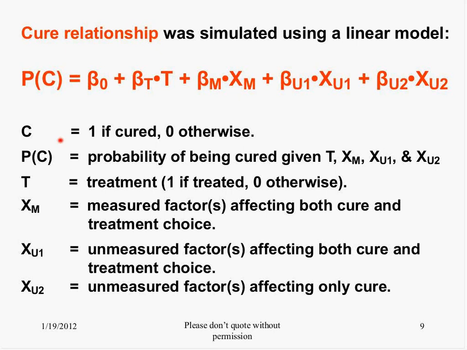So C equals 1 if cured, 0 otherwise. PC is equal to the probability of being cured given treatment, the measured covariate, and these two unmeasured covariates. T equals 1 if treated, 0 otherwise. XM represents, once again, measured factors affecting both cure and treatment choice. XU1 represents unmeasured factors affecting both cure and treatment choice, whereas XU2 here represents unmeasured factors that affect only the cure.